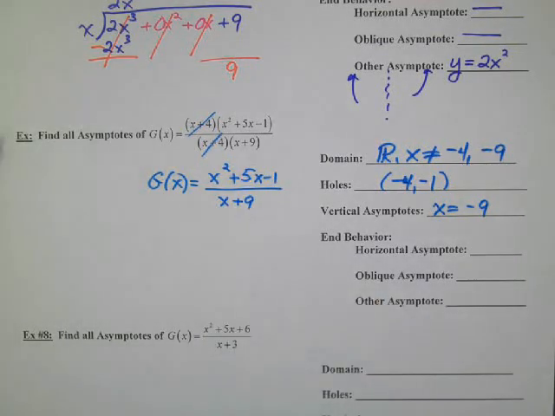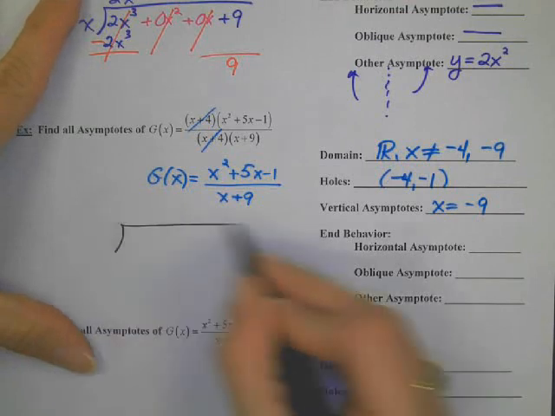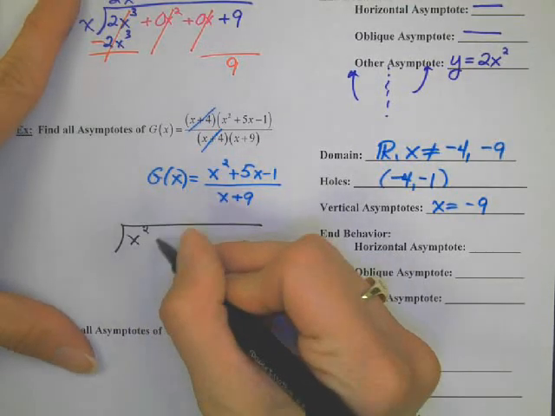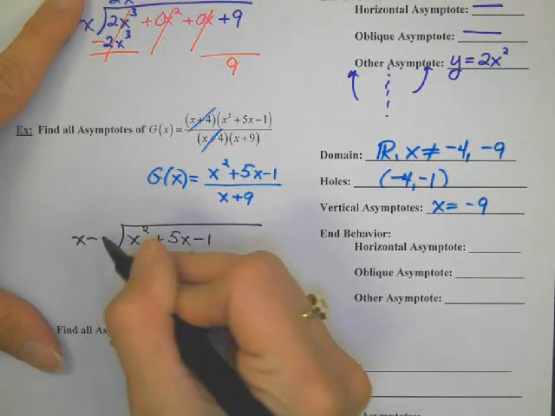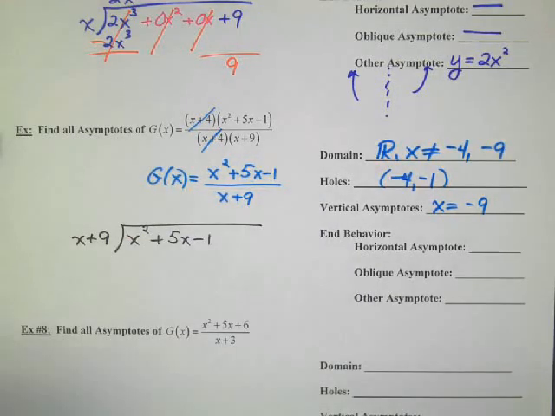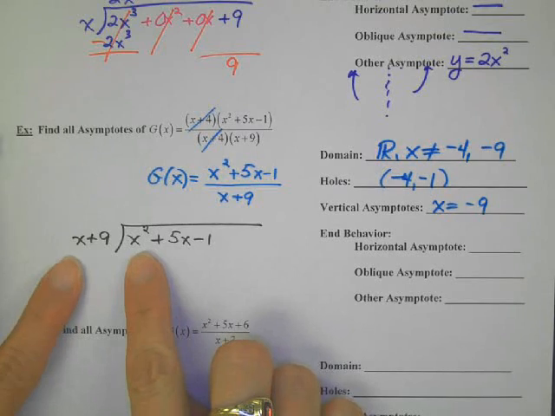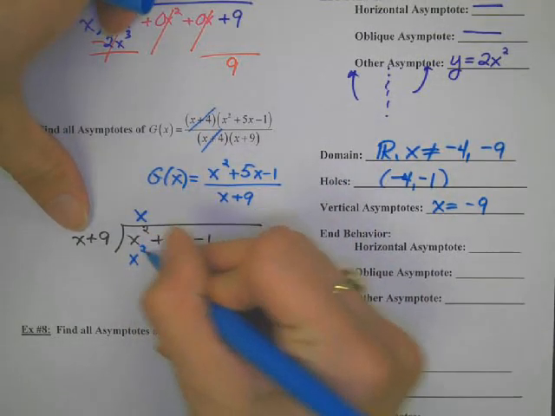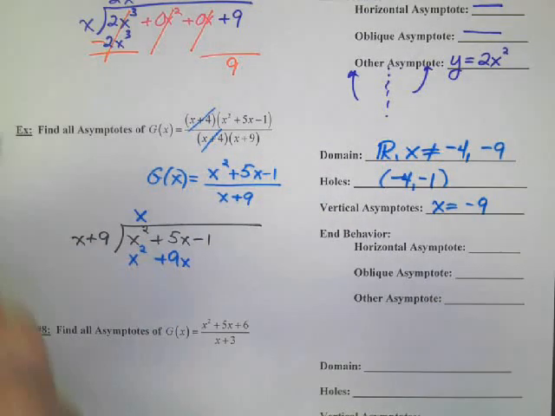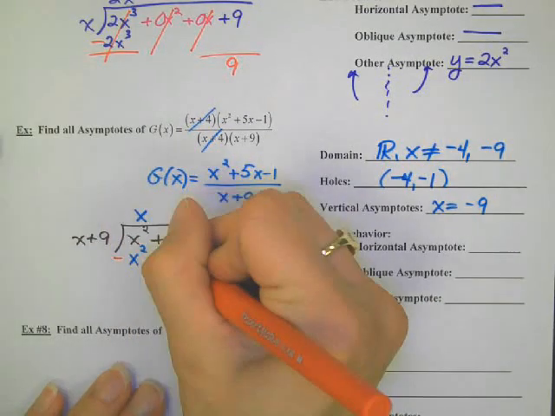x squared plus 5x minus 1 is getting divided by x plus 9. Let's compare the first two. What is it missing? Just an x. And we'll multiply x squared plus 9x. Let's not forget to change the signs. Okay, and don't quit too soon. Some people say, oh, I think we're all done. But hang on a second.